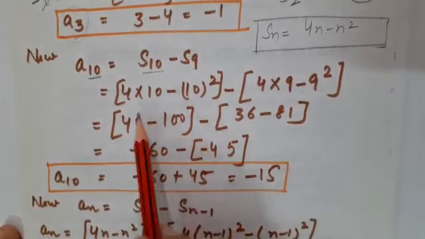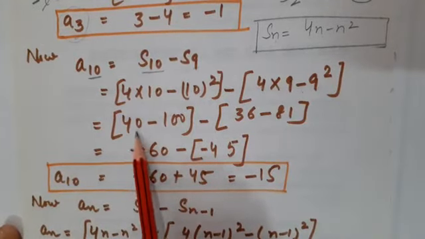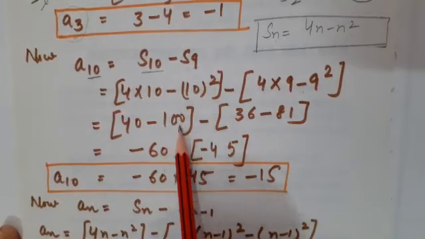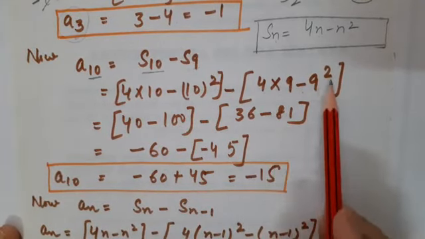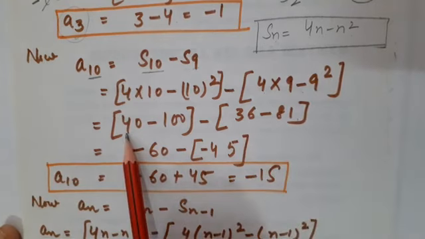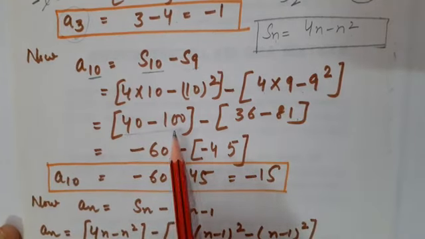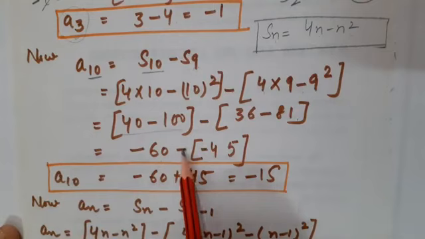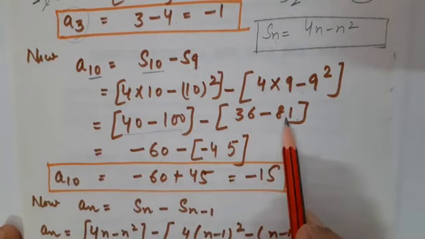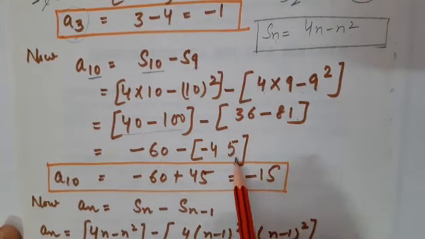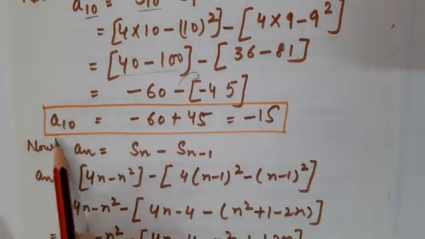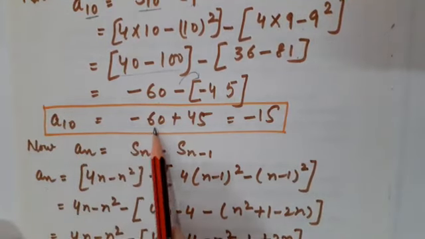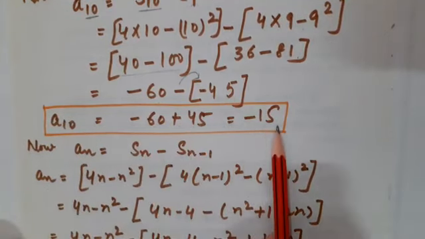So simplify. It would become 4 into 10, that is 40, minus 10 square, which is 100, minus 4 into 9, that is 36, minus 9 square, which is 81. So after simplifying the very first bracket, I will be getting minus 60. Minus 36 minus 81 will give you minus 45. This minus has entered inside the bracket, so it has become plus. So children, what is A10? A10 is equal to minus 60 plus 45, which is equal to minus 15.